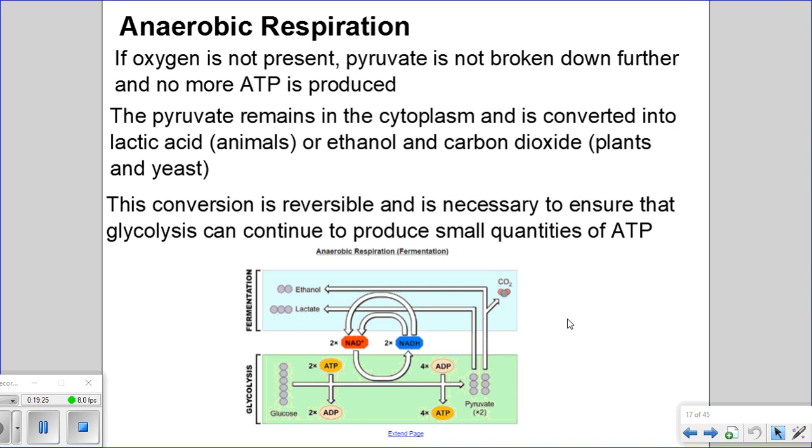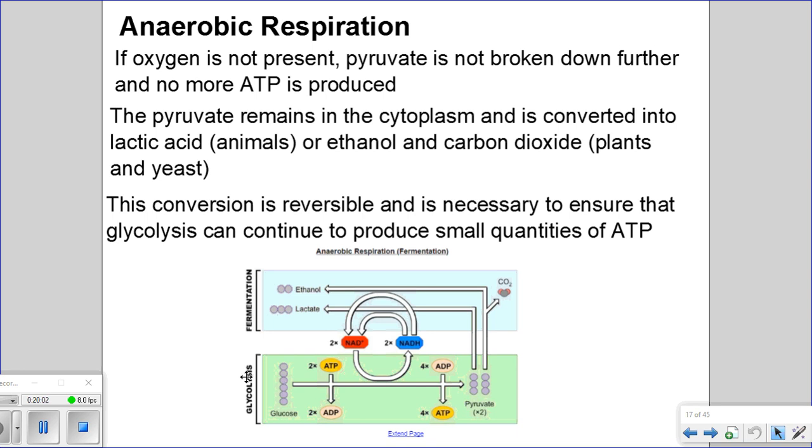So at this stage here, we can talk about the continuation of aerobic respiration, and this is where anaerobic respiration would start if oxygen was not present. So in anaerobic respiration, if oxygen is not present, pyruvate is not broken down further and no more ATP is produced. The pyruvate remains in the cytoplasm and is converted into lactic acid, or ethanol and carbon dioxide, in plants and yeast. This conversion is reversible and necessary to ensure that glycolysis can continue to produce small quantities of ATP.